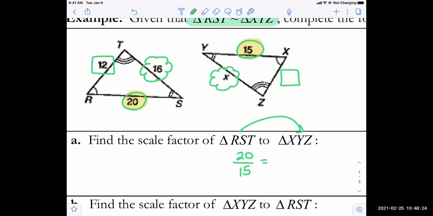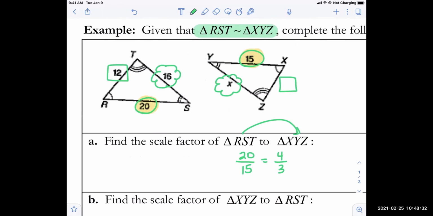Kendall, how does that simplify? 4/3. Okay, which shape is bigger? The first one or the second one? The first one, right? Why does that make sense with what the scale factor is? How can you tell by looking at the scale factor that the first shape is bigger than the second shape?